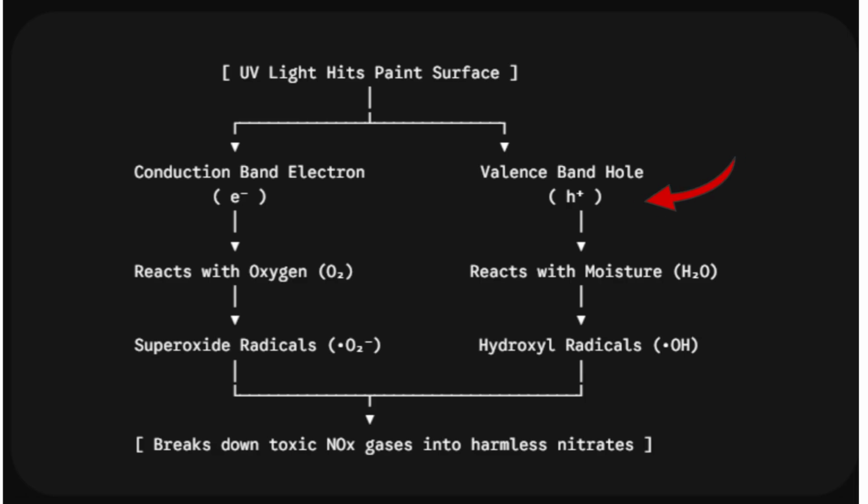The hole left behind in the valence band is incredibly unstable, it desperately wants an electron to fill its vacancy. Because of this, it acts as a powerful oxidizing agent. When humidity or moisture from the air touches the paint surface, the hole steals an electron from the water molecule, turning it into a highly reactive hydroxyl radical. Meanwhile, the free electron in the conduction band acts as a reducing agent. It quickly attaches to oxygen molecules floating in the air, transforming them into superoxide radicals.